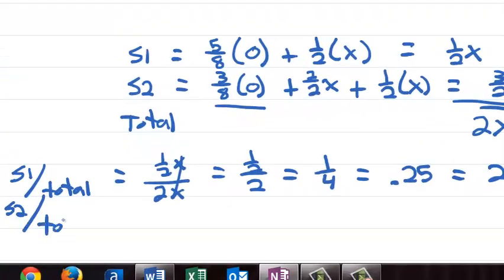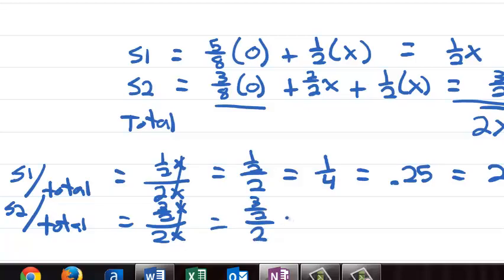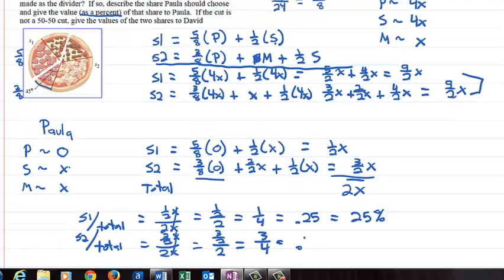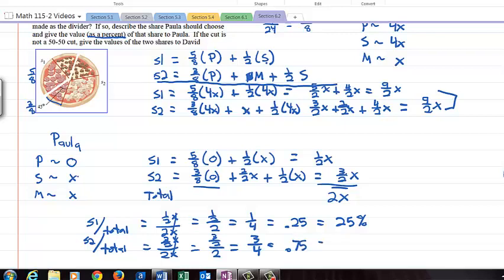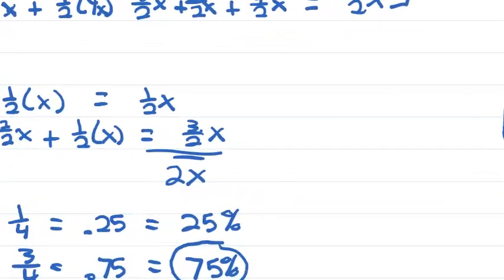S2 over the total is going to give me 3/2 x over 2x. Again, we divide out the x's. We get 3/2 over 2. That is going to be 3/4, which is 0.75, 75%. There are the values to Paula of each piece, and since she's a reasonable person, she'll take S2 because it's worth more to her.